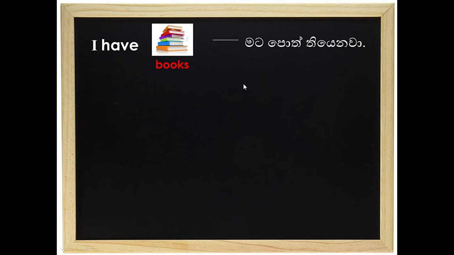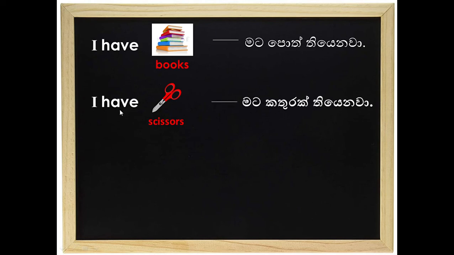I have, yes, what is this? Scissors. Scissors. Then what is the meaning? මට කතුරක් තියෙනවා. I have scissors.